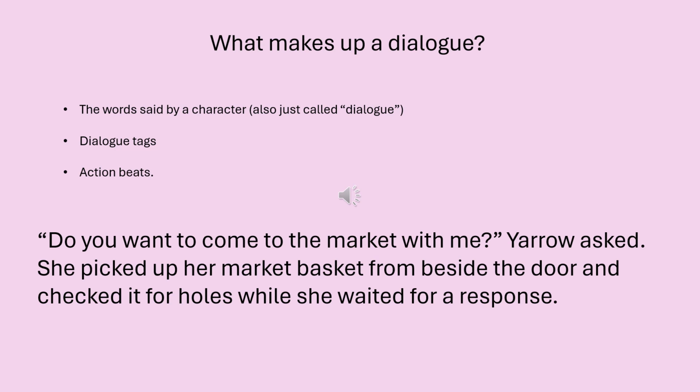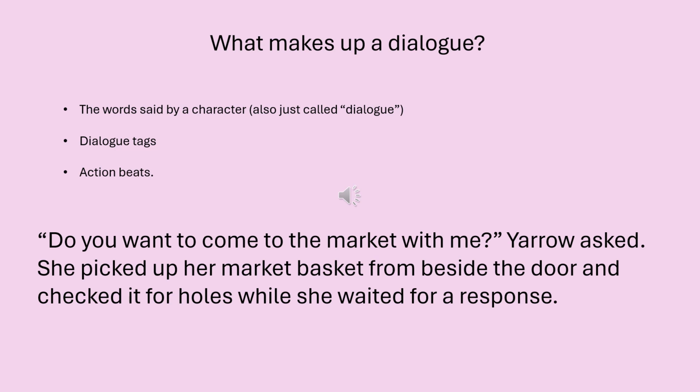This is where you describe things like he giggled, she shrugged, they walked across the room, they ran out of the room, she jumped for joy. Anything that people are doing around the dialogue. So these are called action beats.